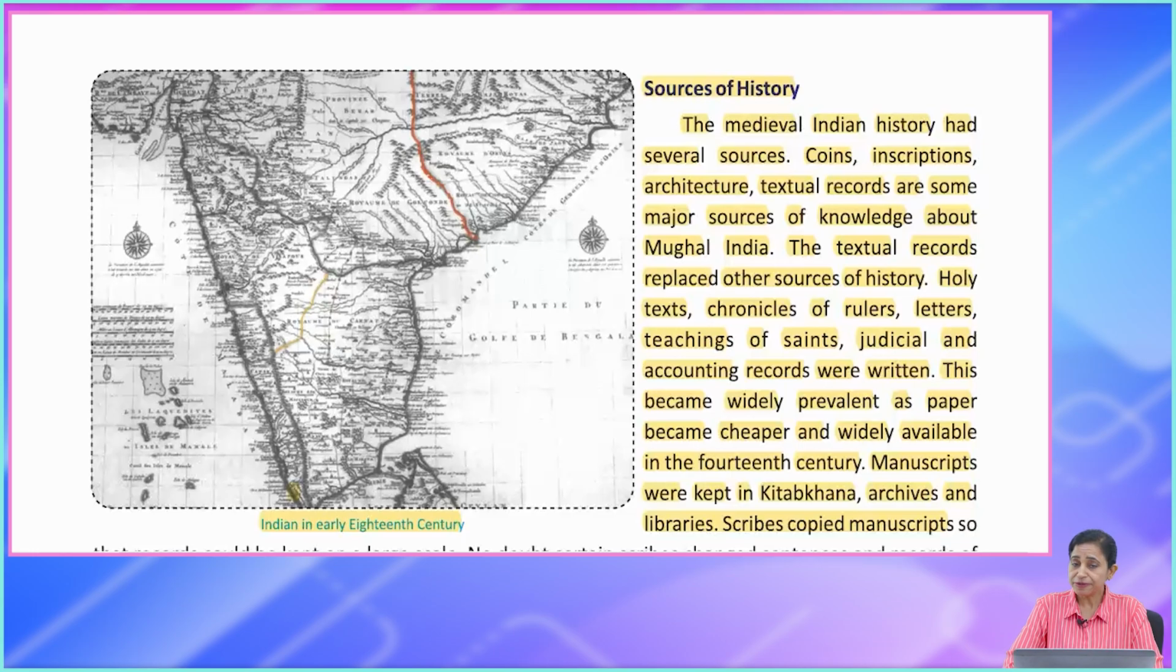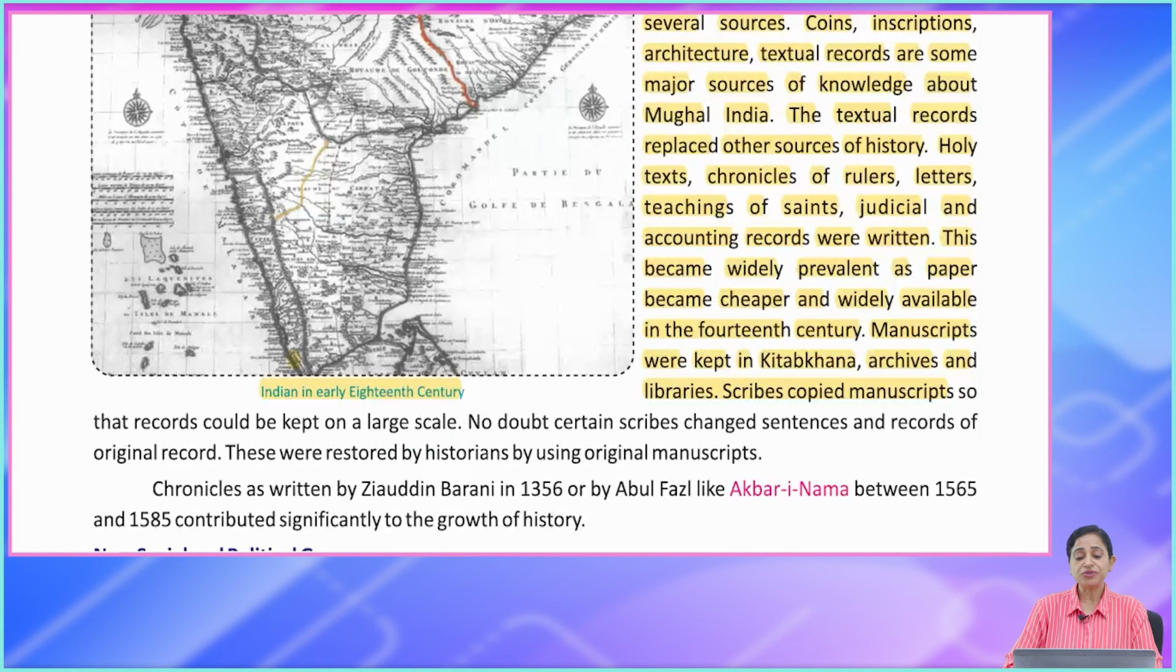The textual records replaced other sources of history. Holy texts, chronicles of rulers, letters, teachings of saints, judicial and accounting records were written. This became widely prevalent as paper became cheaper and widely available in the 14th century. Manuscripts were kept in kitab khana, archives and libraries. Scribes copied manuscripts so that records could be kept on a large scale.